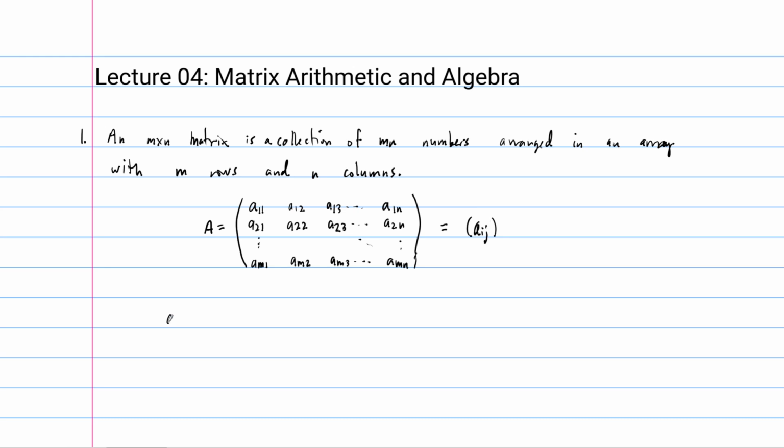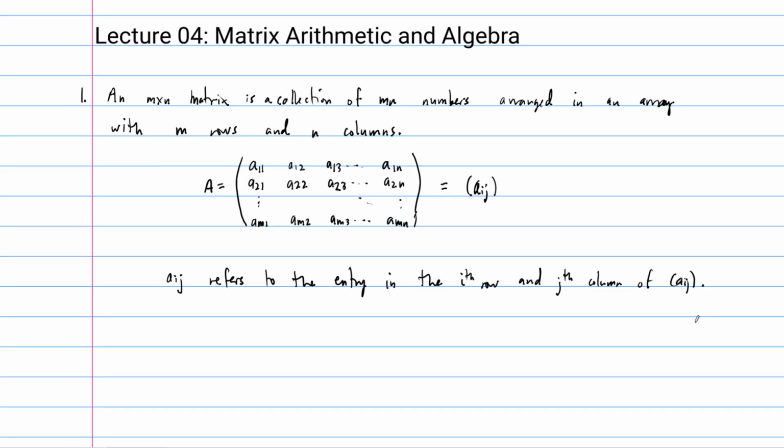If we just write a sub ij without those parentheses, this refers to the real number entry in the ith row and jth column of (aij) with parentheses. So when you put the parentheses, it means you're talking about the entire matrix.